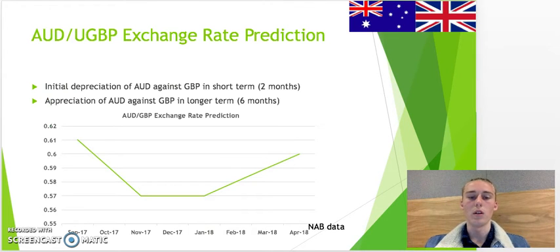The NAB data also suggests that there will be an initial depreciation of the AUD against the GBP in the short term, roughly 2 months, but in the long term, over 6 months, there will be an appreciation of the AUD against the GBP higher than its current day standing point. This is supported by a lot of the data that we found.